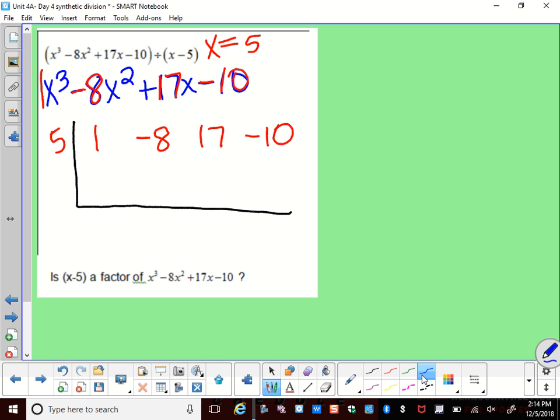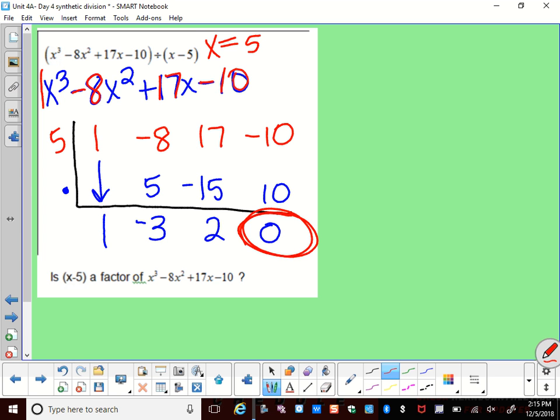Okay? I drop my first number. That 1 comes straight down and I multiply diagonally. What's 1 times 5? 5. -8 plus 5? -3. -3 times 5? -15. 17 minus 15? 2. And 2 times 5? 10. And negative 10 plus 10 is 0. Yeah. Because I ended with 0, it is a factor.